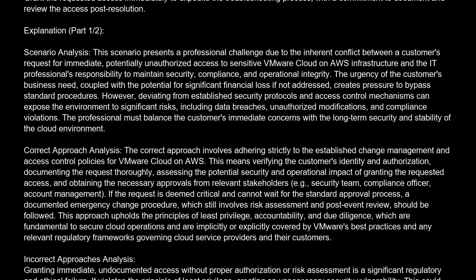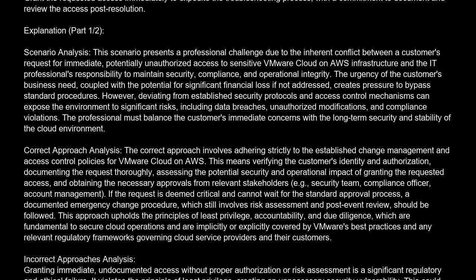However, deviating from established security protocols and access control mechanisms can expose the environment to significant risks, including data breaches, unauthorized modifications, and compliance violations. The professional must balance the customer's immediate concerns with the long-term security and stability of the cloud environment.